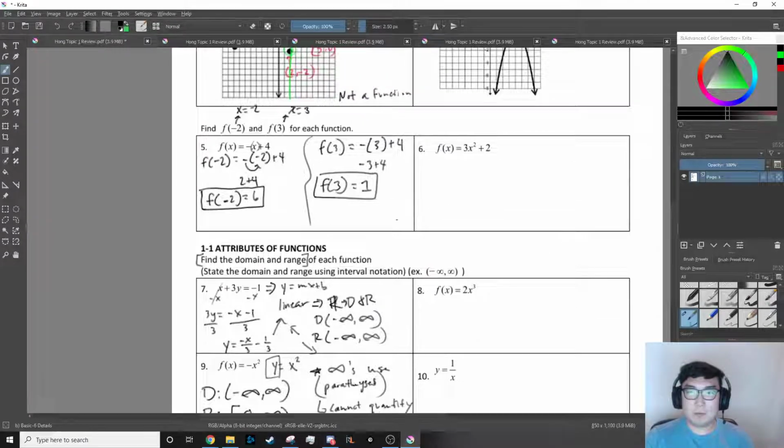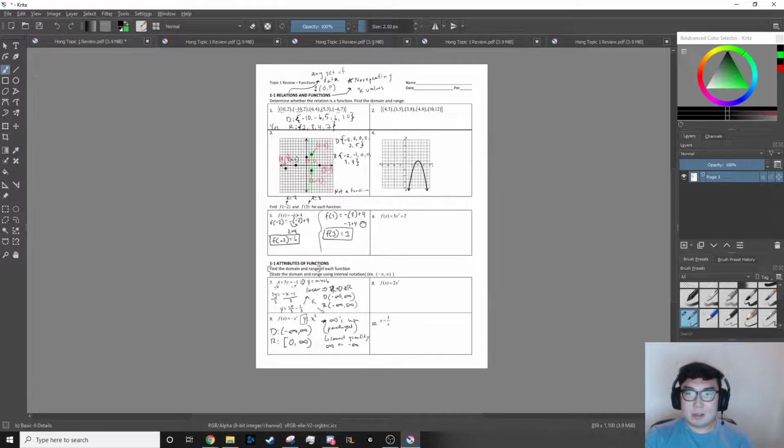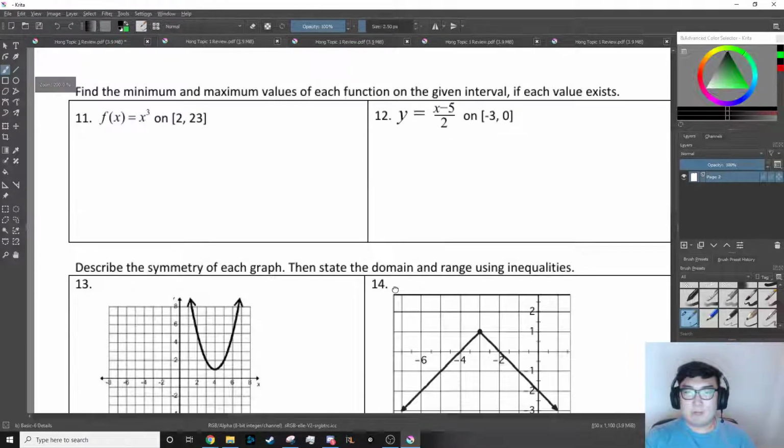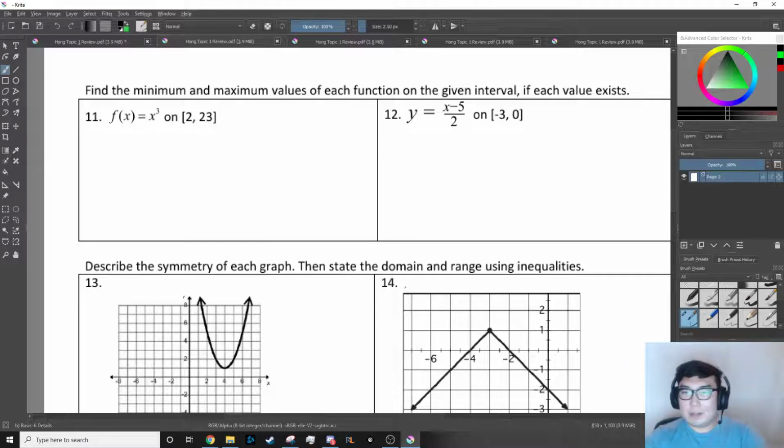Nice. Pretty simple for page 1, right? So let's look at page 2. Find the minimum and maximum values of each function in a given interval, if each value exists. So between 2 to 23, what is the maximum and the minimum? Know that the min and the max, we're talking about y values. And these right here, these are x values.